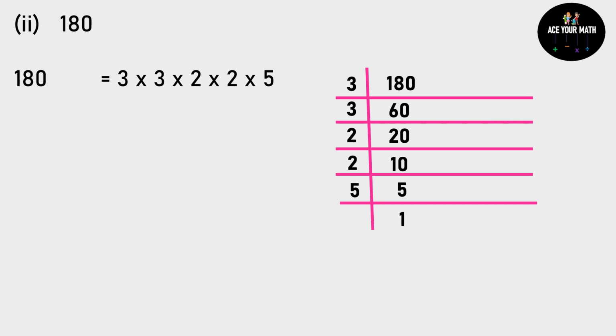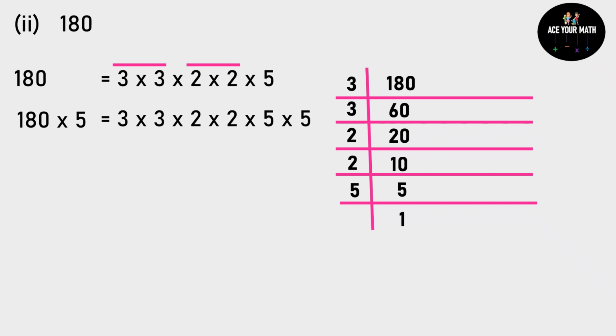Now the next step is formation of pairs. 3 and 3 form a pair, 2 and 2 form a pair. If you see, 5 doesn't have a pair. Now you need to convert it into a perfect square. It means you need to multiply it by 5 only to make it a perfect square. So on the left hand side, multiply 180 by 5. And on the right hand side, 5 will also get a pair. It means now 180 multiplied by 5 will give you 900. And on the right hand side, now everything has a pair. 3 has a pair, 2 has a pair, and 5 has a pair. So it can be written as 3 square multiplied by 2 square multiplied by 5 square.